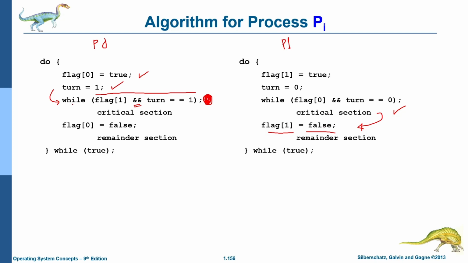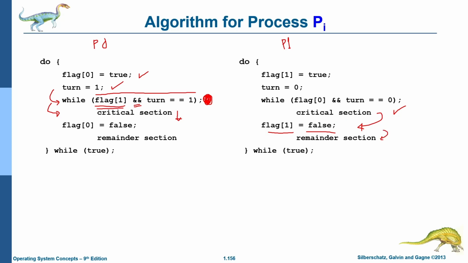What happens here in P0? This left part becomes false. That means process P1 is not interested in running in its critical section. And P0 enters its critical section because this condition for the while loop becomes false. So P0 is now in its critical section. Let's just say it is running in its critical section. Let's focus on P1 right now.